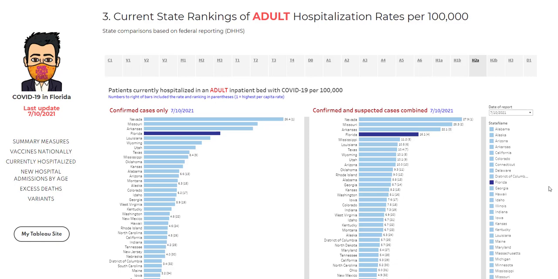These are the state rankings on adult hospitalization rates per capita. So these are not raw numbers; these are adjusted for the population size in the state. And these are all adults. The one on the left only has confirmed cases. The one on the right includes both confirmed and suspected cases. In both of those cases, Florida now ranks fourth highest in the country as of July 10th.